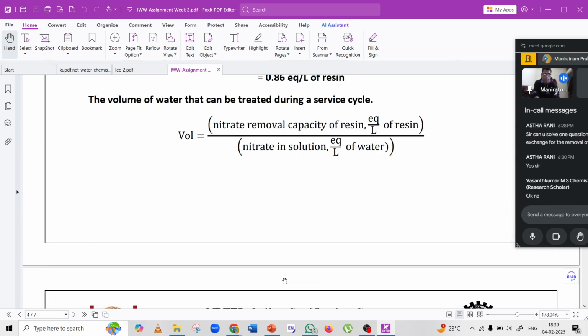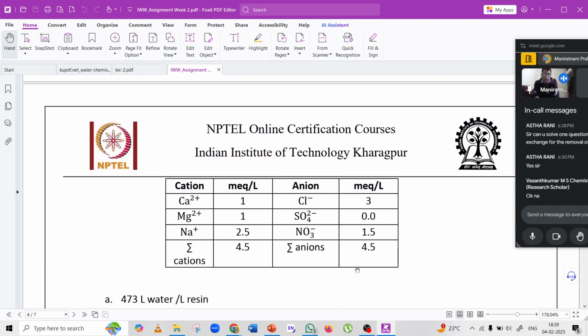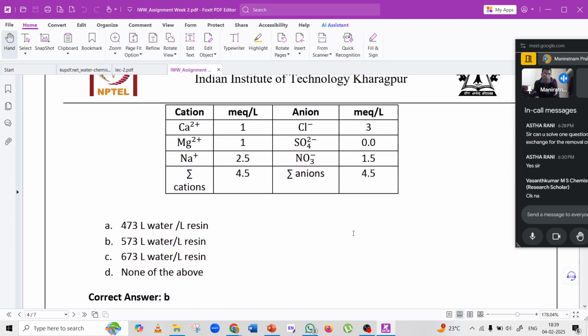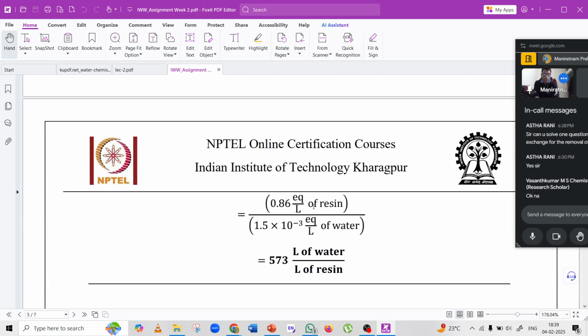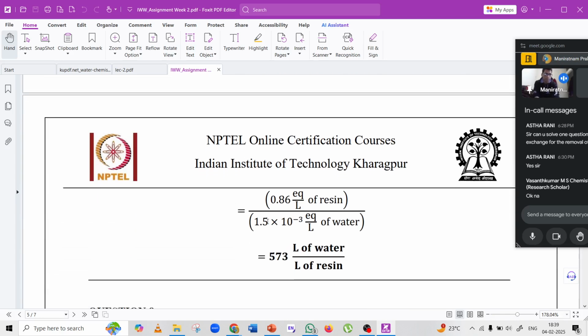And we know that in our water we have only 1.5 milliequivalent per liter. Then here we put those values, 0.66 equivalent, and as it was in milliequivalent, 1.5 into 10 to the power minus 3 equivalent. Then we finally get the answer of 573 liters of water per liter of resin. That means per liter of resin can remove, sorry, treat 573 liters of water.